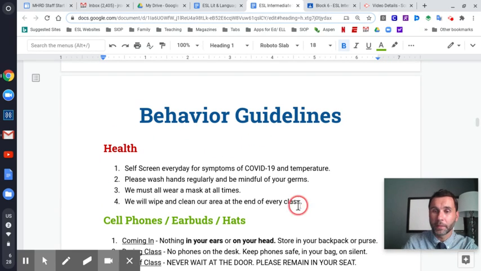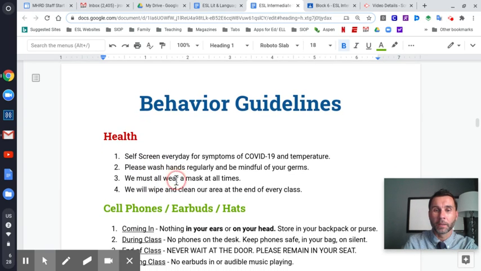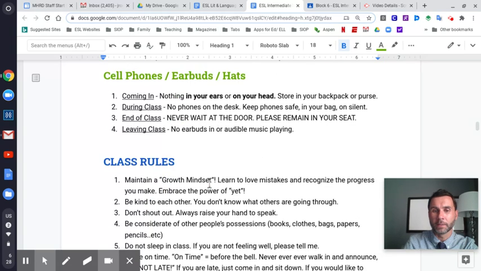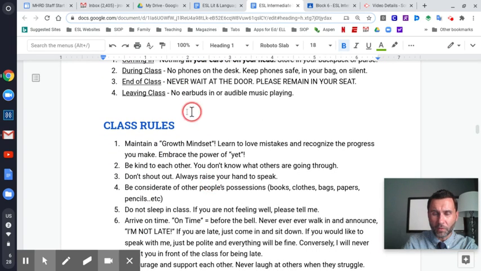Health is a big focus of this year, clearly. These are school rules with self screening and being aware of our own kind of germs and wearing masks at all times. And these are things we're all adhering to on a daily basis. The rest of these rules refer to really student behavior.